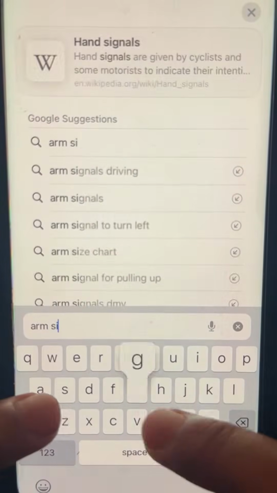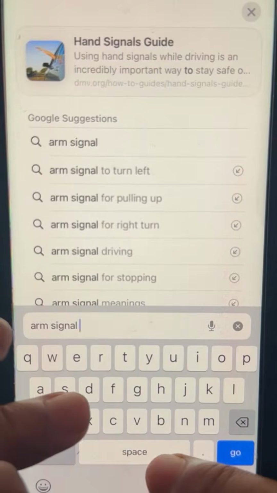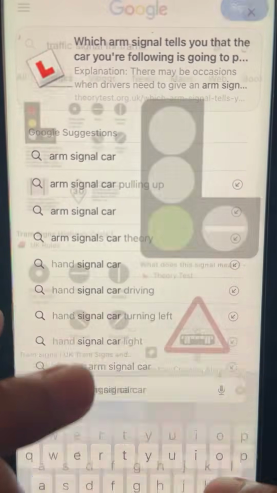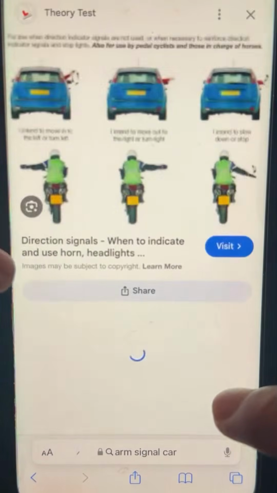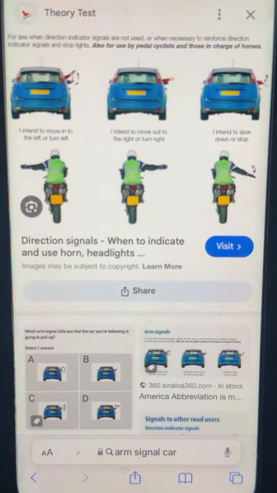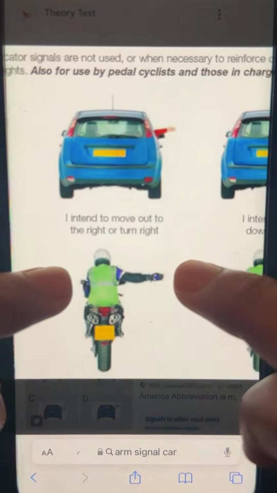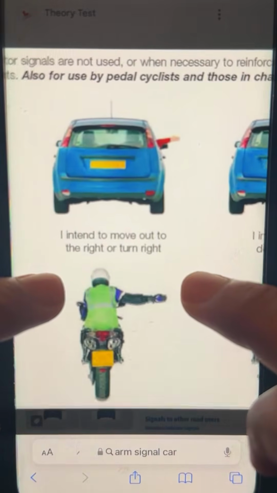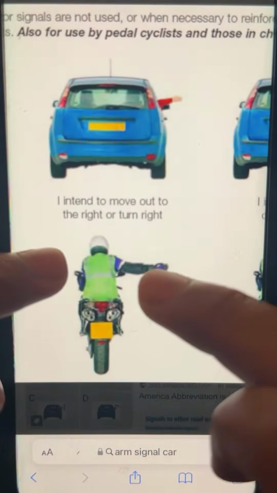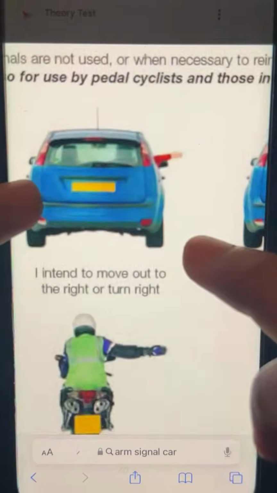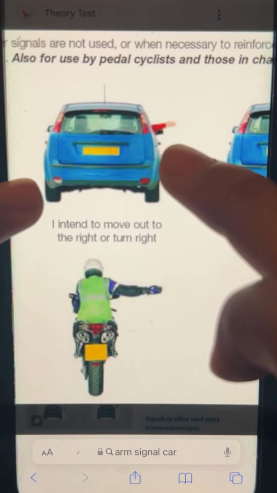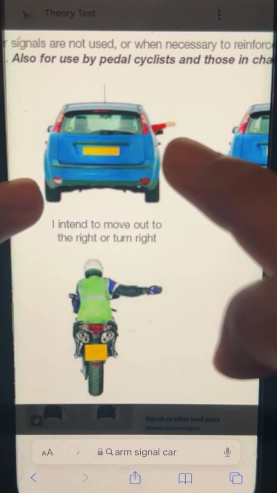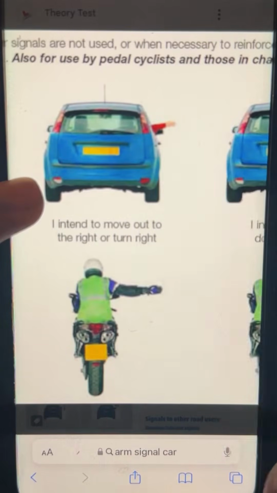Motorcyclists and cyclists use arm signals as well. But a car driver can use the arm signal in case the indicator is not working. So this motorcyclist wants to turn right. Same with the car driver, he wants to turn right. Can you see his hand? His right hand out of the window, steady, not moving. So he wants to turn right.